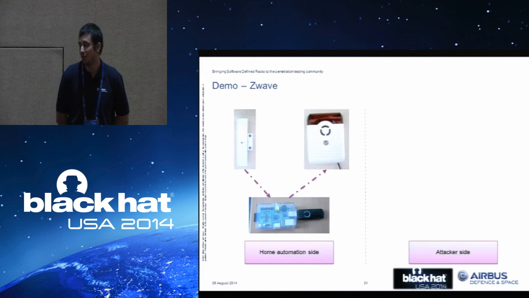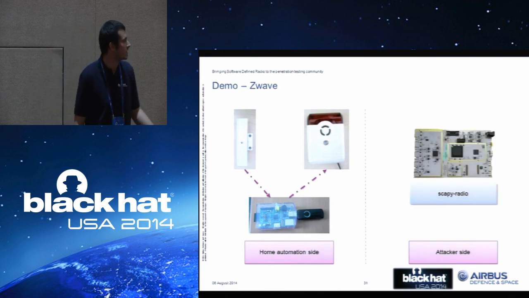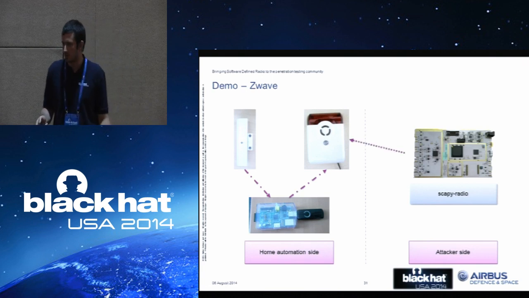Okay, so no video because we have some trouble. Like I said, on the attacker side, we only need the USRP. These are all the tools: a software-defined radio, just an SDR, and a Linux laptop. Some details about automaton.